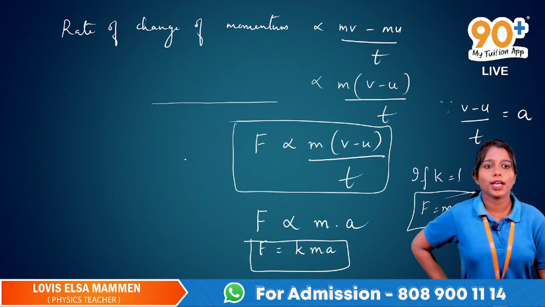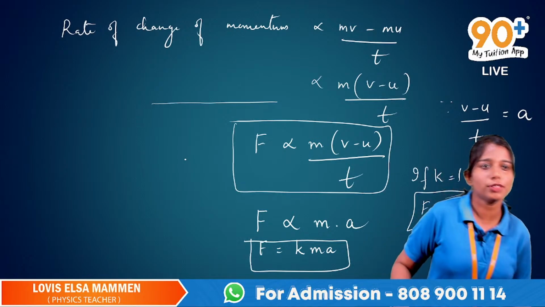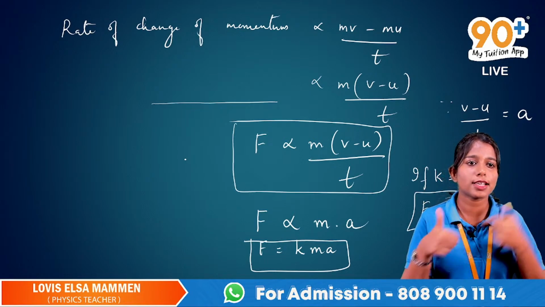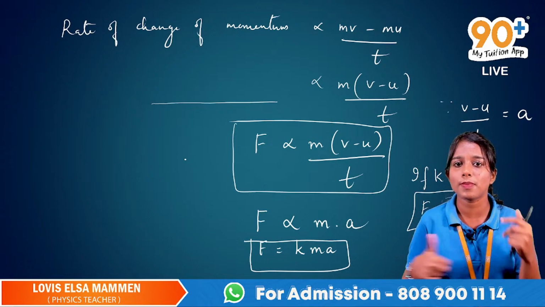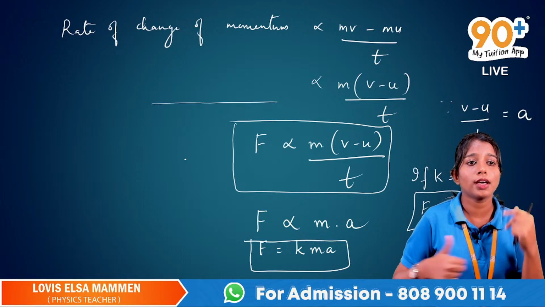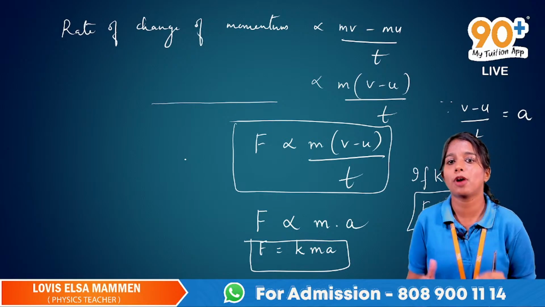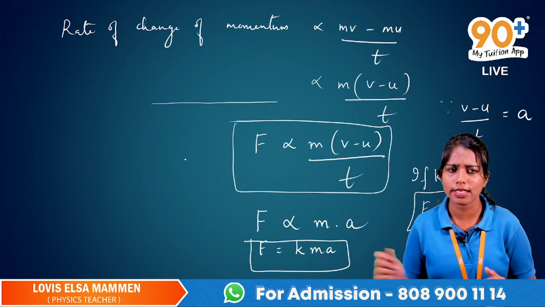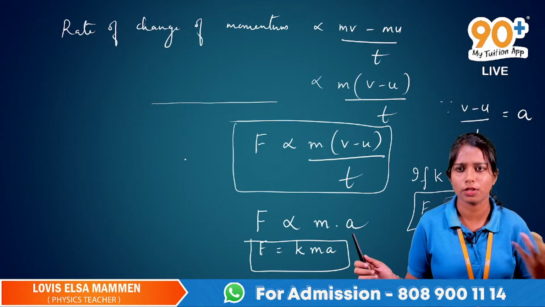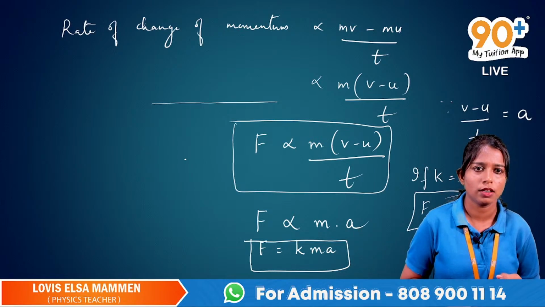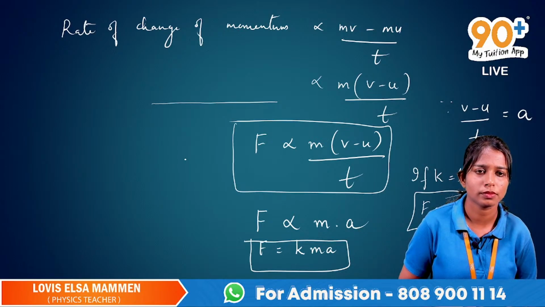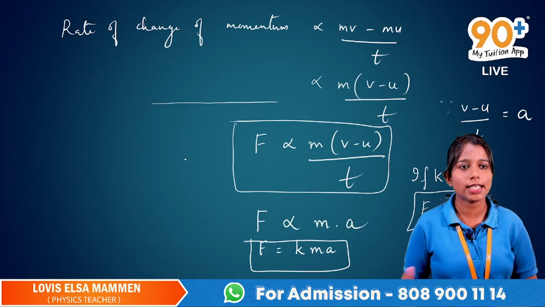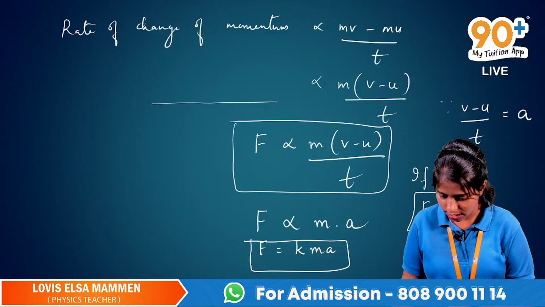Have you written it, everyone? Have you taken down this? Yes or no? If yes, just give me a thumbs up. Now we are going to do some problems based on this. The numerical problems from this are very important. What is this? F means force. I hope you have taken down. If you have not written, just wait. I will show you this slide once more.